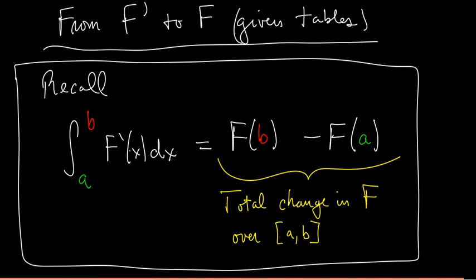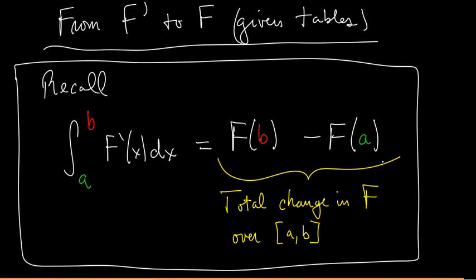So in this video, we're going to go over getting the original function back from the derivative. In other words, you're going to be given the derivative and you want to know the function. But in this particular video, you're just going to be given a table for the derivative. So how are we going to get the function back, just by knowing the derivative from a table?